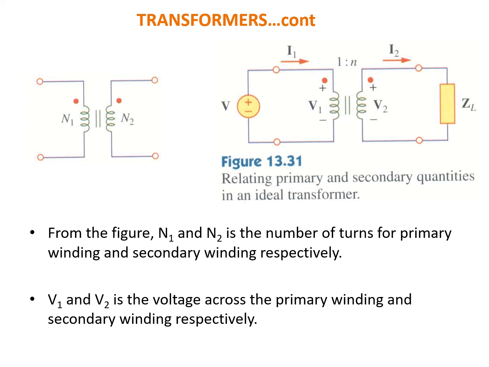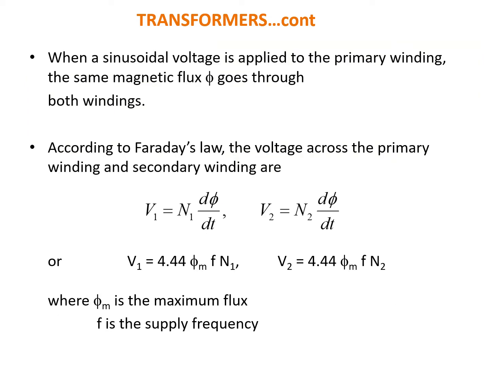The formula for a transformer is very simple. But before you go to the simple formula, you have to know how the magnetic flux works in the winding. According to Faraday's law, the voltage across the primary winding and secondary winding are: V1 is equal to N1 dΦ over dt, and the same for V2.